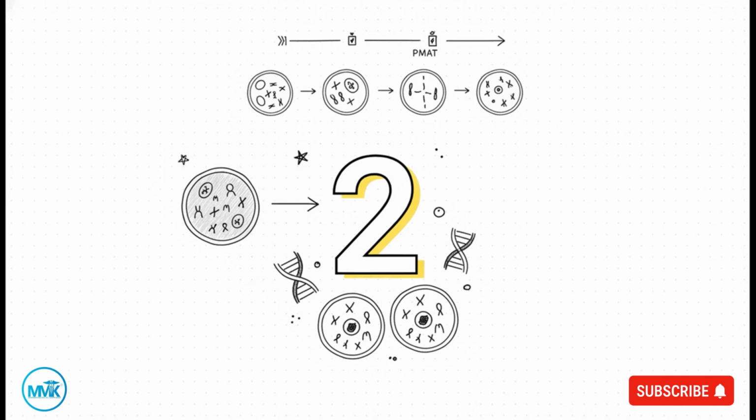And boom, there is the triumphant result. Out of that one single parent cell, after clearing every checkpoint and perfectly executing PMAT, we're left with exactly two completely distinct, genetically identical daughter cells. In biological terms, they are 2N, or diploid, meaning they have a full exact pair of the original genetic blueprint.